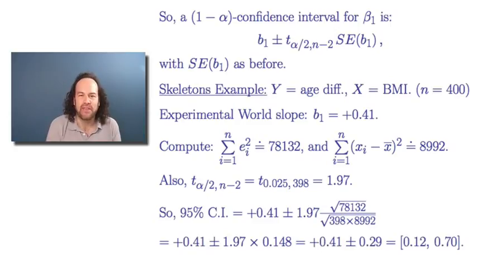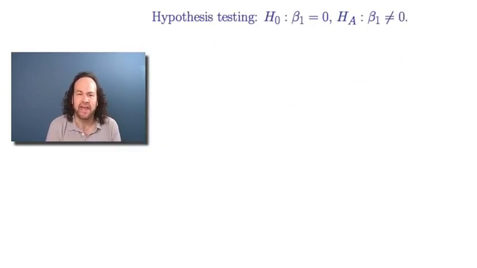So now we can say that when you're comparing the age difference for the skeletons compared to the BMI, or the body mass index, well, we think the slope is plus 0.41, but we're 95% confident that it's between 0.12 and 0.70. So then you say, well, that's a confidence interval. What about a hypothesis test? Well, for a hypothesis test, the usual thing we want to test is whether the true underlying slope, the beta 1, is equal to 0 versus the alternative that it's some other value.